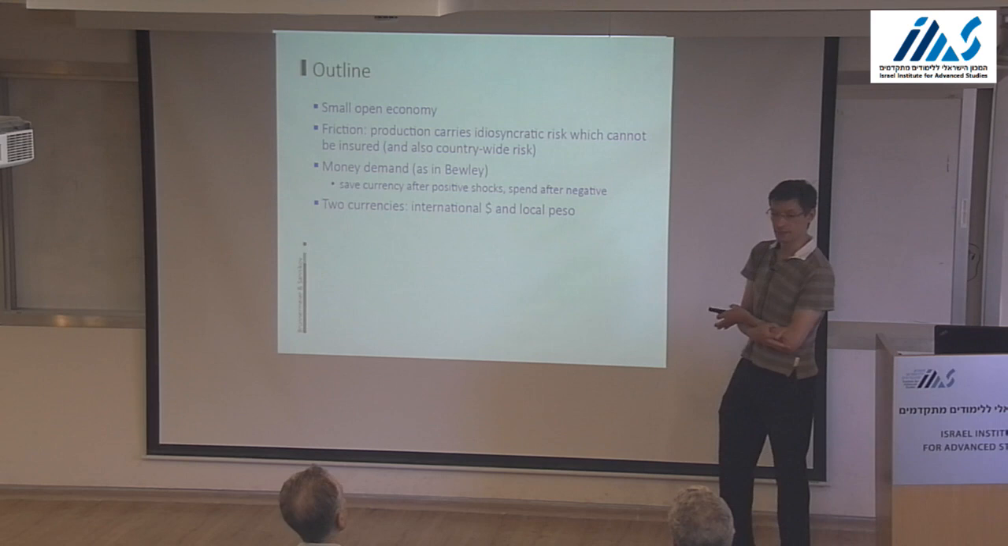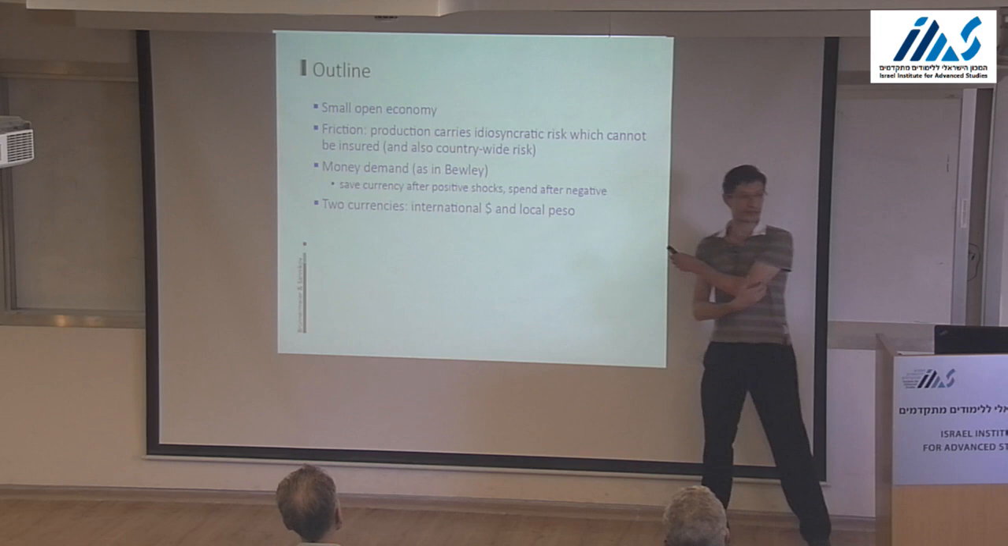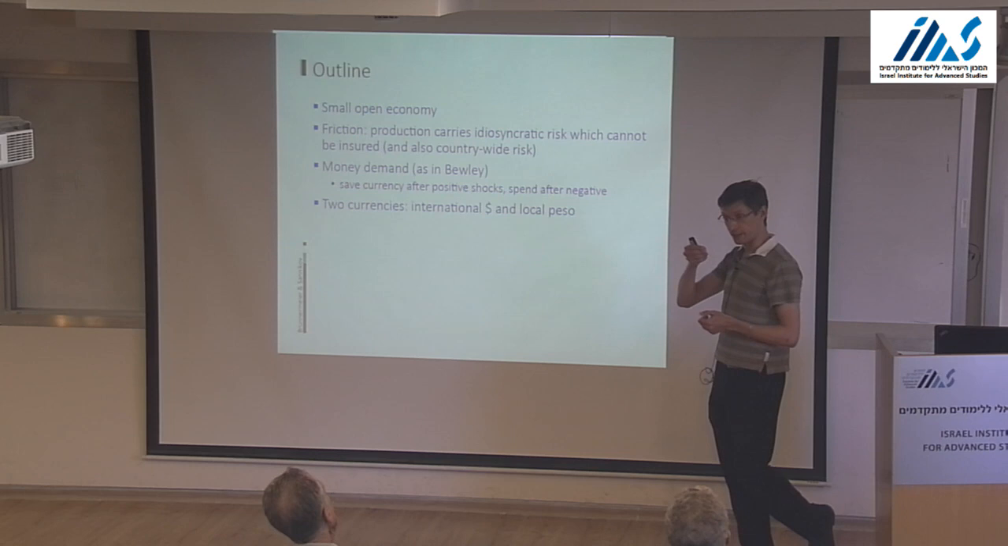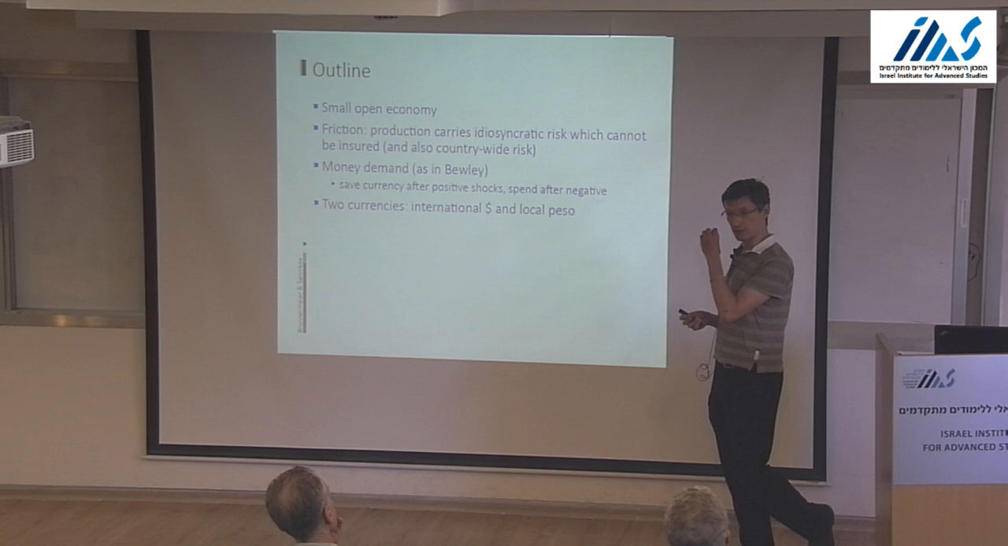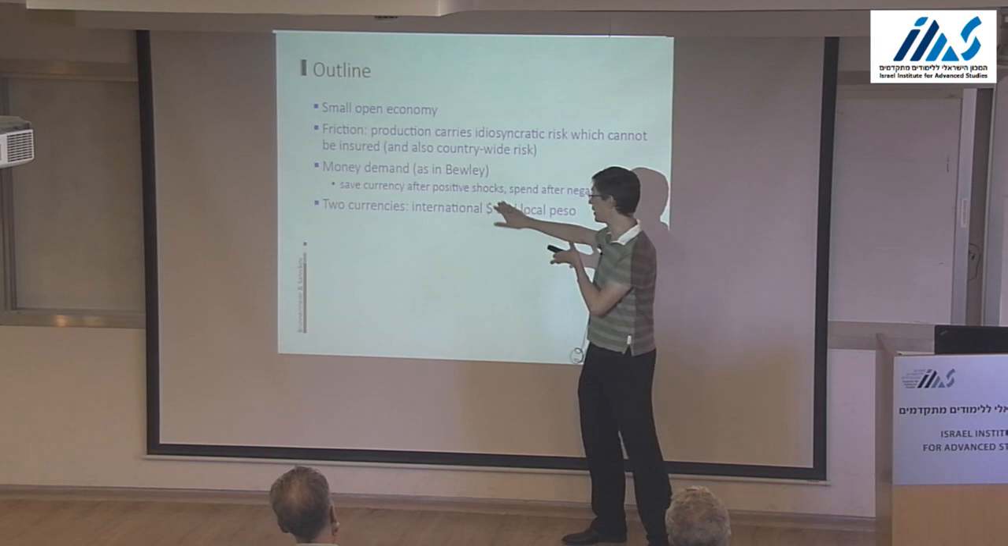So, how many of you know Bewley economies? Okay, so some of you, not all of you. The Bewley economy is a very nice model in discrete time. Basically, what happens is that people have idiosyncratic income shocks, and because of that, something that's intrinsically worthless can have value in equilibrium and serve as money. So after positive shocks, people can accumulate currency, money, and they can spend it after negative shocks.